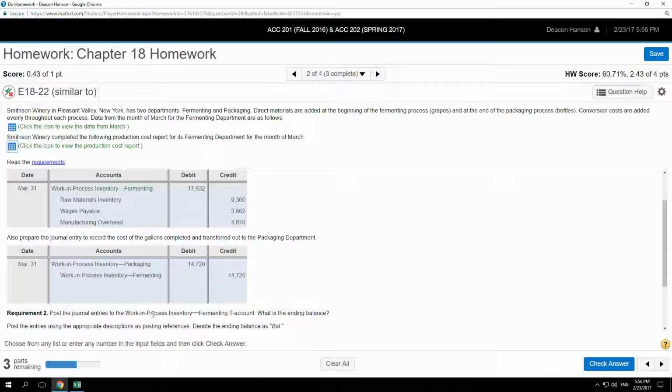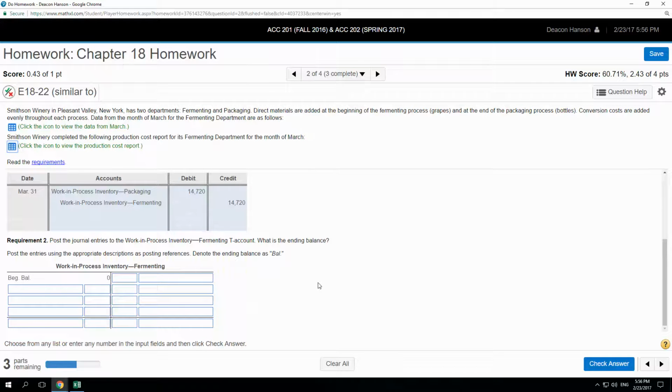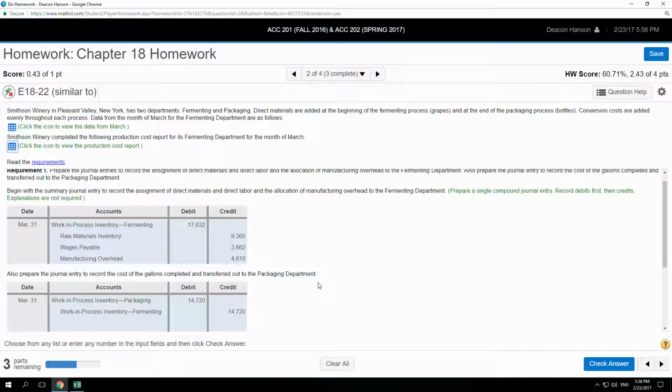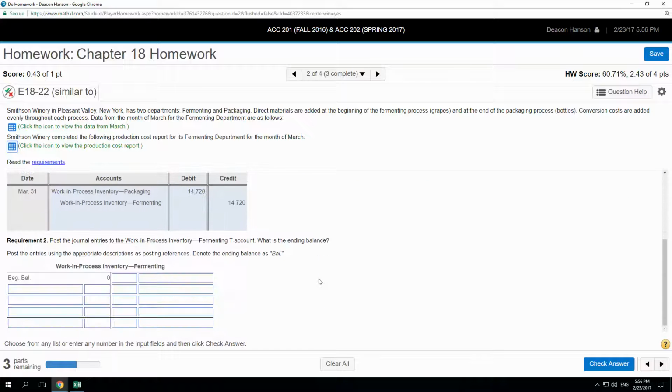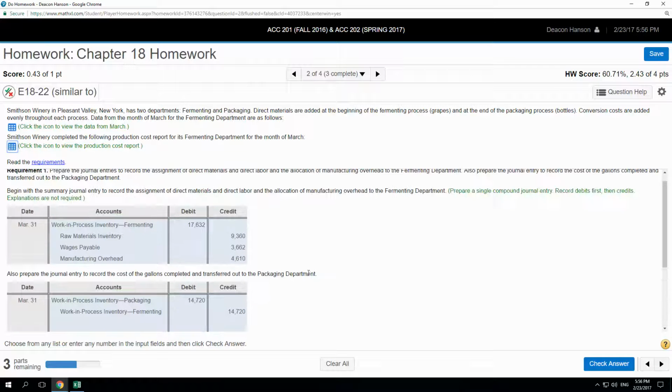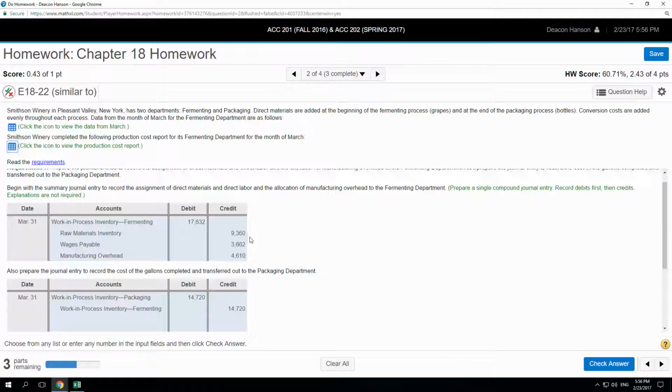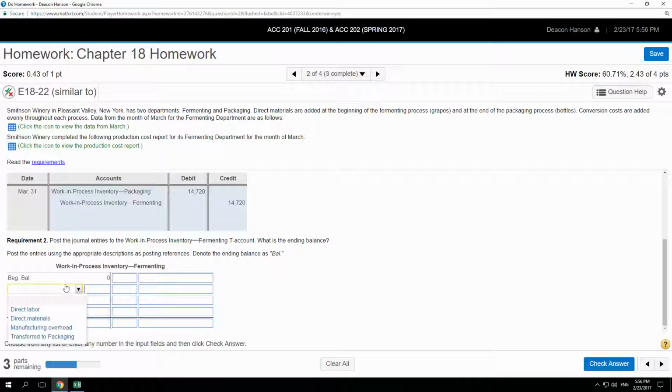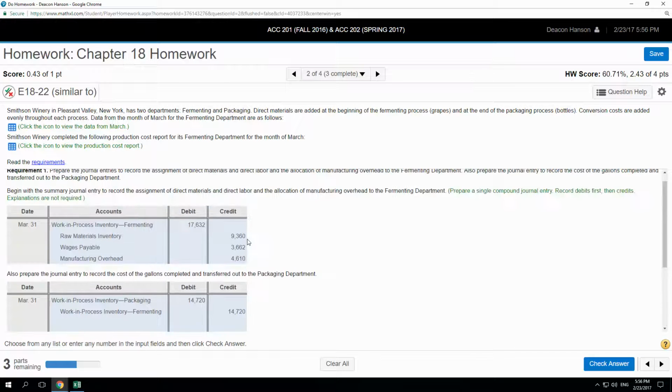Okay, it says post the journal entries to the work in process inventory fermenting account, T account, and figure out the ending balance. Okay, so we get a debit. So let's see. I think they want us to break it down. So we'll break down our direct labor, direct material, and overhead, and we can pull it from here.